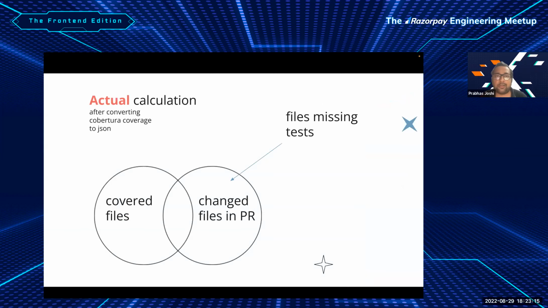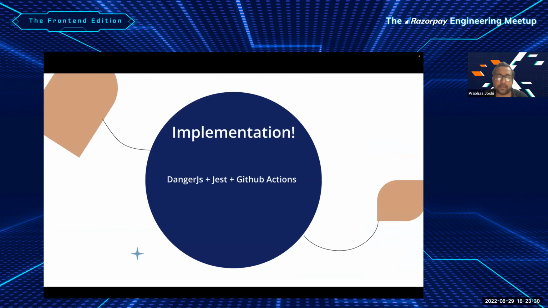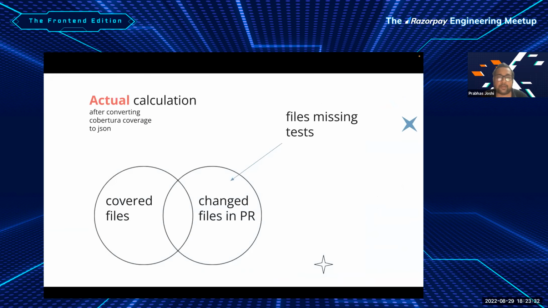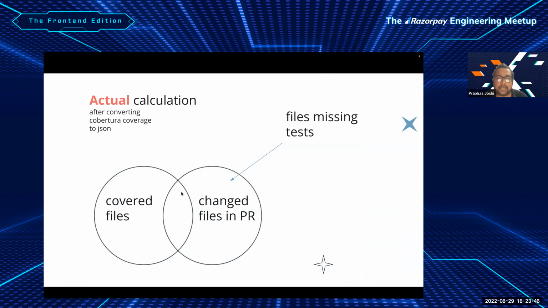So let's talk about the actual calculation, right? So what could the calculation be, right? If I go back to this table, what is it telling me? It's telling me that in x.js, there's a certain expectation of a coverage, and here's the actual reality of a coverage, right? If it's meeting or not. It's basically, if you remember the maths we studied, it's like a Venn diagram, right? There are the covered files which this Cobertura coverage gives me. There are the changed lines in a PR, right?